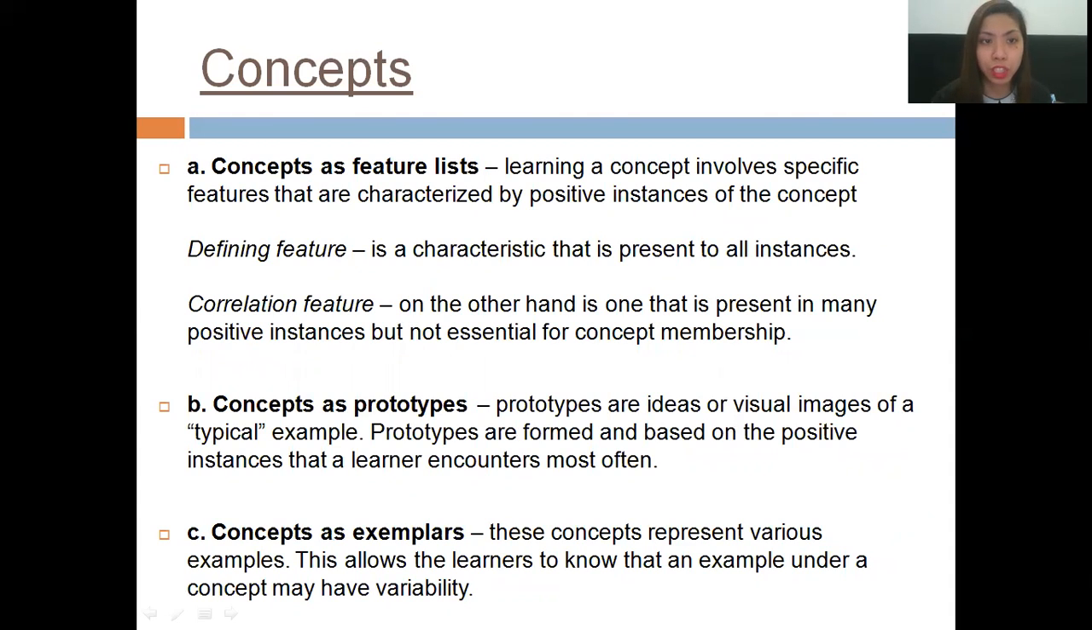Then we have correlational feature. It is one that is present in many positive instances but not essential for concept membership. For example, a mother is loving. Being loving is a feature commonly present in the concept of a mother. However, there are mothers that may not be loving. Therefore, being loving is a correlational feature and not a defining one.